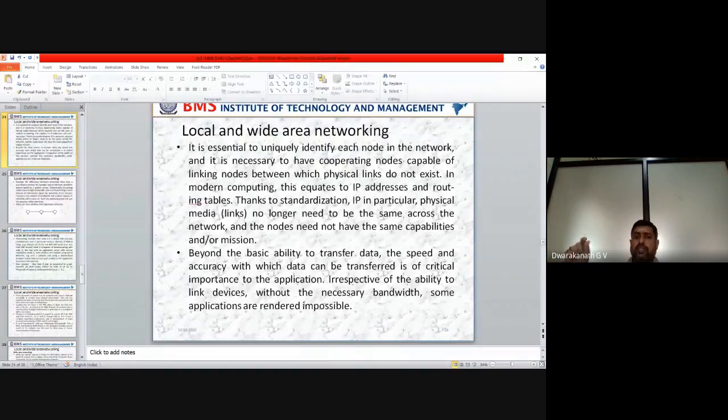Beyond the basic ability to transfer data, the speed and accuracy with which data can be transferred is of critical importance to the application. This is very important. Okay, my project is working. I will show the project demo. Everything is there. Data is transferring. Right, at what speed is it transferring? What is the accuracy of that?